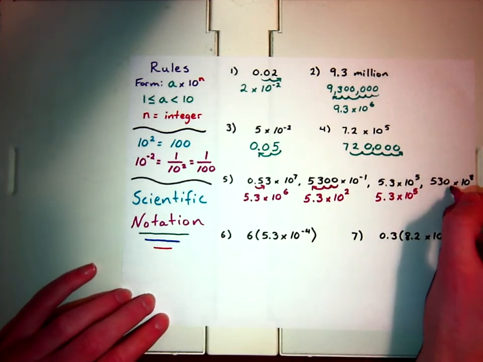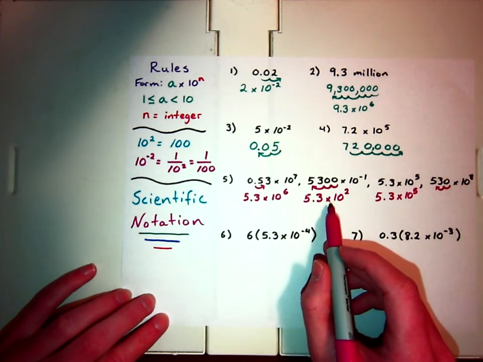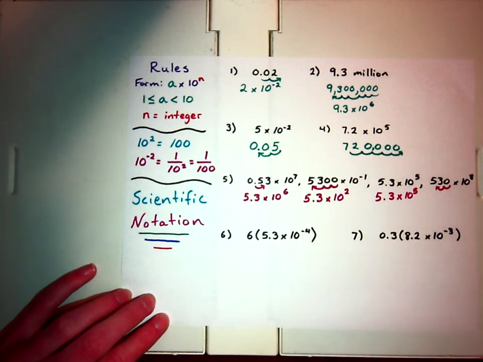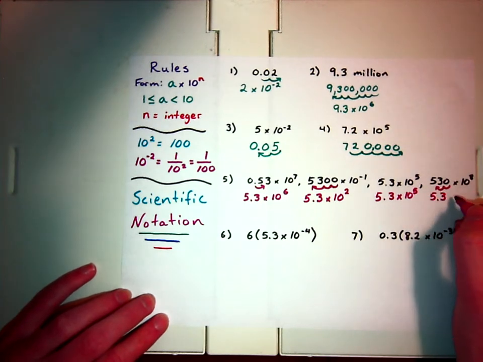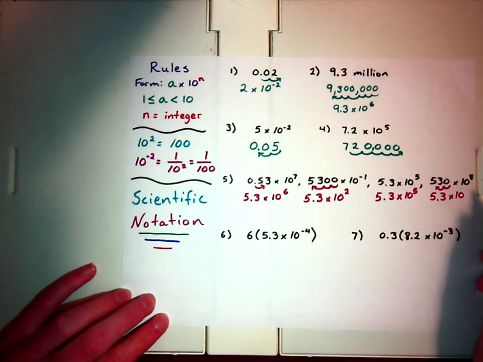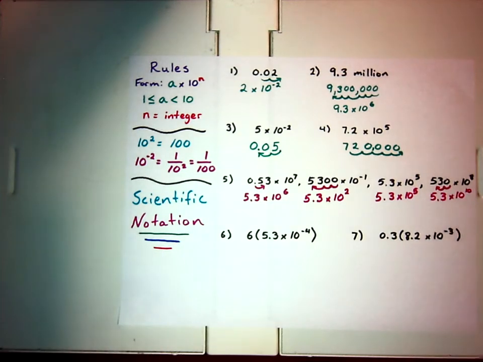And then finally here, we move it 2 to the left, and like we just talked about, this one we moved it 2 to the left, which means it's like saying 10 to the second power. So it's 5.3 times 10, and well, this one would be 8 plus 2, so it would be to the 10th power. So we now have this in scientific notation.